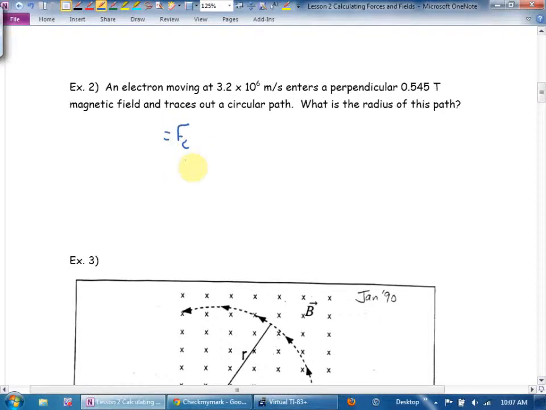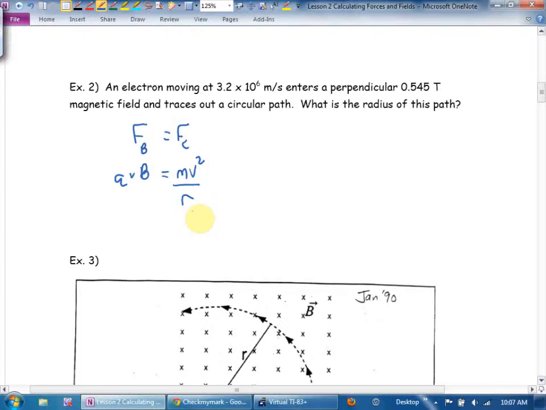This time it's not gravity in orbits. This time it's magnetic. In fact, QVB equals MV squared over R.